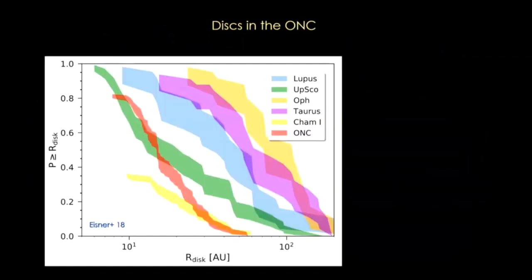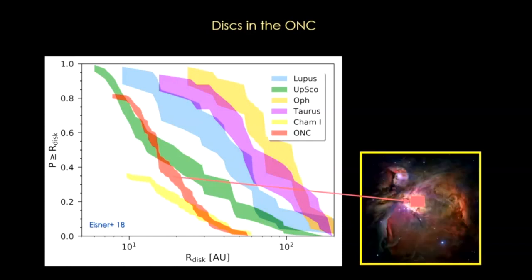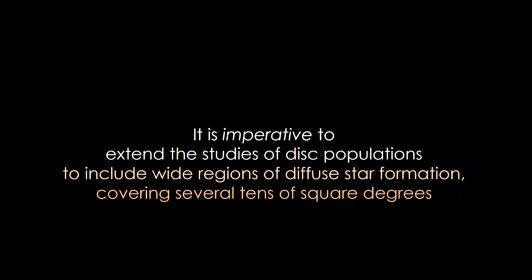Here is an example by Esther et al., where they show the cumulative probability distribution of disks around stars and compare various different star-forming regions. This is very interesting. In principle, you can see some difference between the ONC and Taurus, one having a smaller disk fraction than the other. The problem is that what is done in the ONC corresponds only to the very inner, central region of the Orion Nebula. So is this really representative of all star formation?